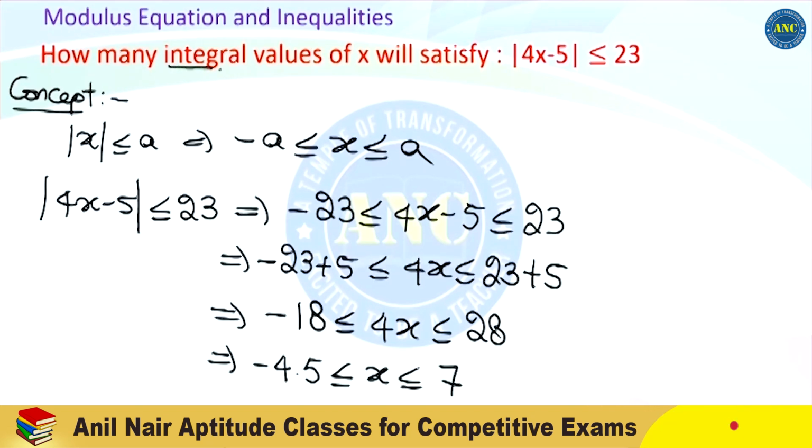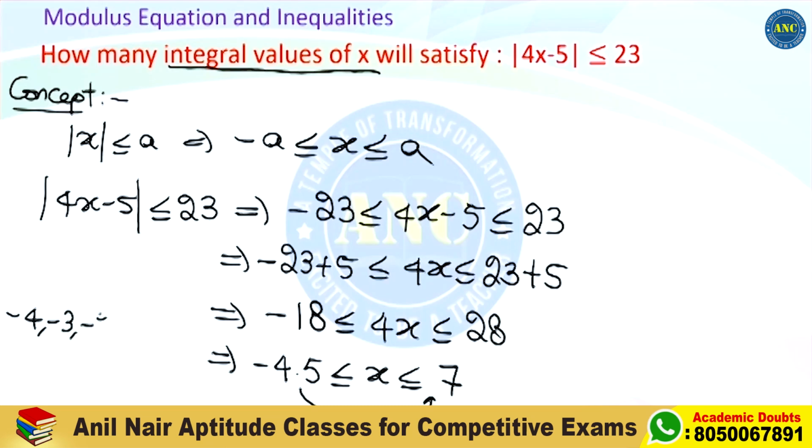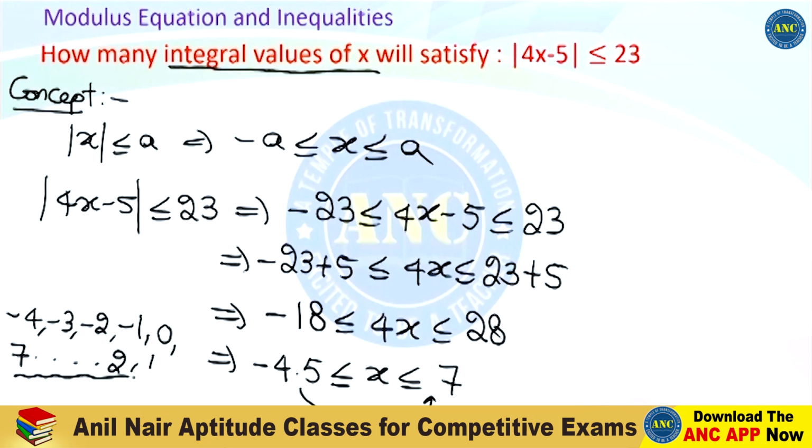The question is how many integral values of x will satisfy. So what are all the integral values from minus 4.5 to 7? These are nothing but minus 4, minus 3, minus 2, minus 1. Next it is 0. Next is 1, 2, 3 and so on up to 7. So from 1 to 7, 7 positive integral values, 4 negative integral values, 0 is another, 7 plus 4 plus 1. Total 12 integral values will satisfy this equation.